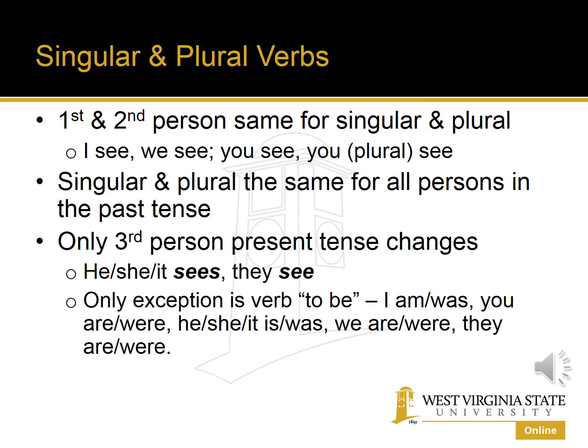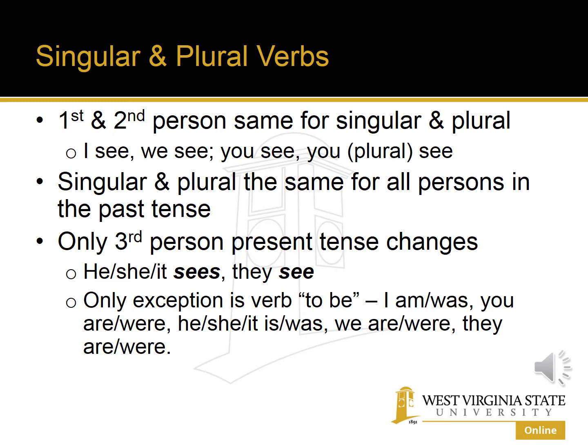As we know, the singular and plural forms of the verb for the first person and second person are the same in the present tense. I see, we see, you see, you see. The verb is always the same for all persons, both singular and plural, in the past tense. I, you, he, she, it, we, you, they saw. So the only person that causes us trouble is the third person present tense. He, she, it sees, they see.